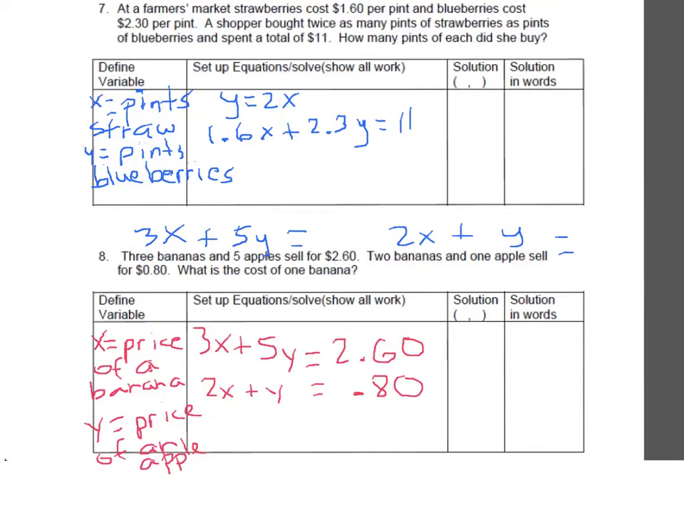When we go through and solve the first one, number 7, students struggle with the sentence, "A shopper bought twice as many pints of strawberries as pints of blueberries." So I have to question them on how to set up the equation y equals 2x to get them through that productive struggle when some of the lower level students were stuck.